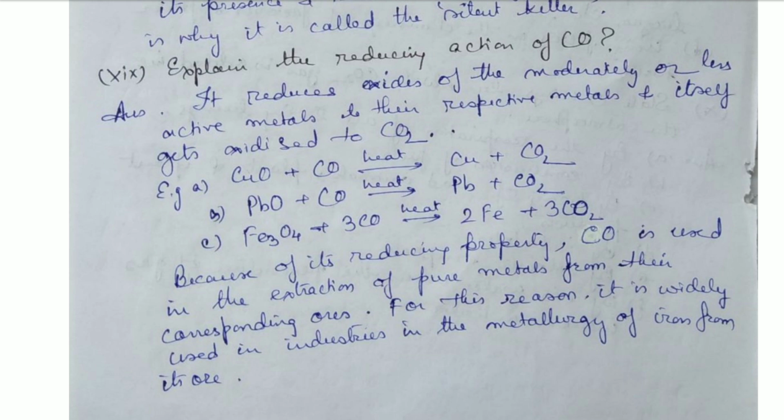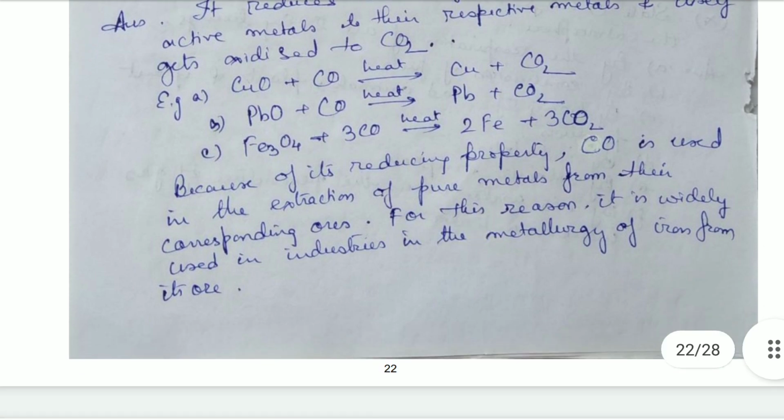to iron. So because of its reducing property, carbon monoxide is used in the extraction of pure metals from their corresponding ores, and for this reason it is widely used in the industries in the metallurgy of iron, that is, getting iron from its ore.